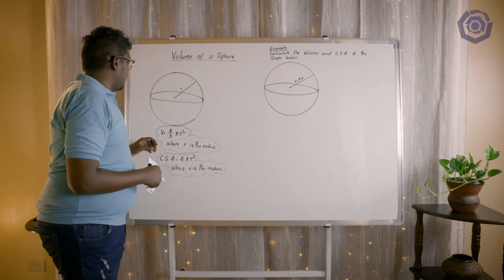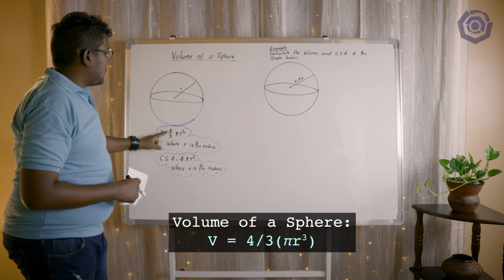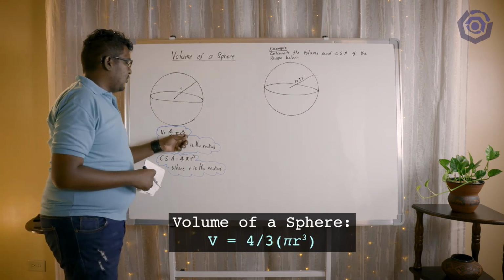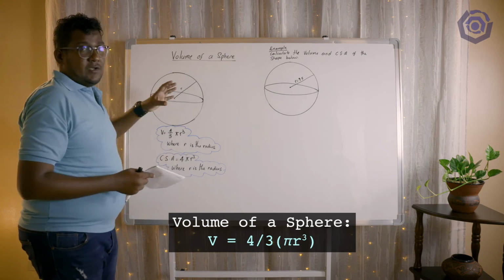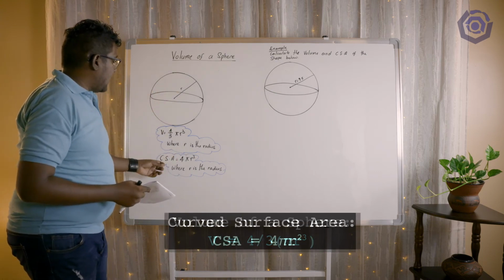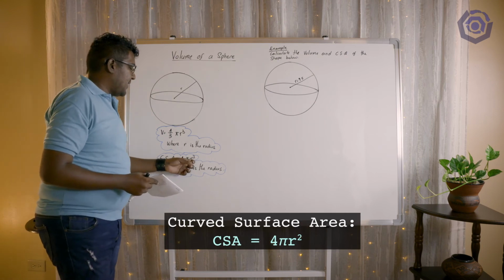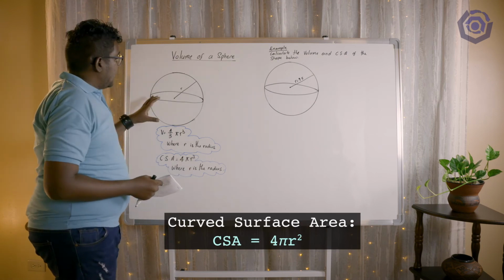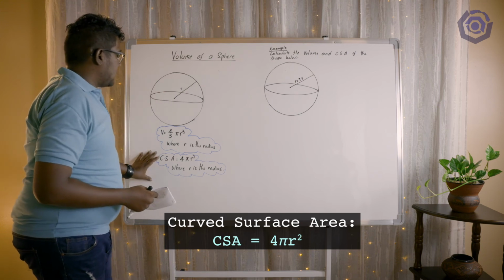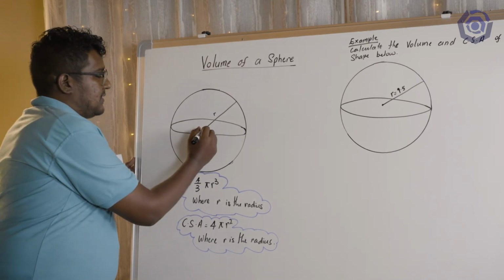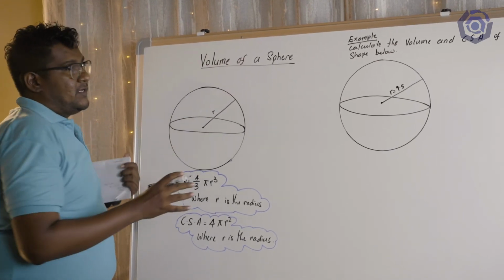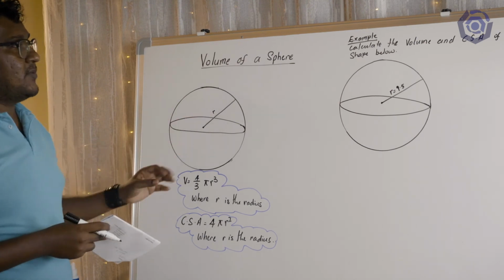The fourth shape that we're going to look at today is the sphere. For the volume of a sphere, here you have the formula V is equal to 4/3 pi r cubed, where r is the radius. All you need is the radius to work out the volume, and the curved surface area is 4 pi r squared, where r is the radius. Remember, the radius is the distance from the center to any point on the circumference.